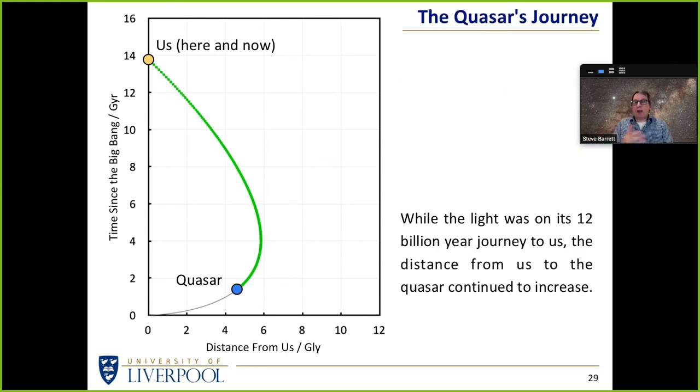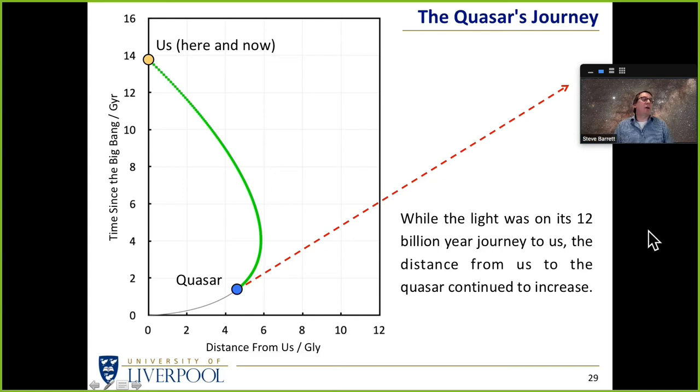If we ask what happens to the quasar itself, we know that light from the quasar follows the green path. During those 12 billion years that it takes the light to get to us, what does the quasar do? Well, remember, the quasar started at about 4.5 billion light years from us, and as time goes by, the quasar simply gets further and further away until it's 25 billion light years or so away by the time we get to the here and now.